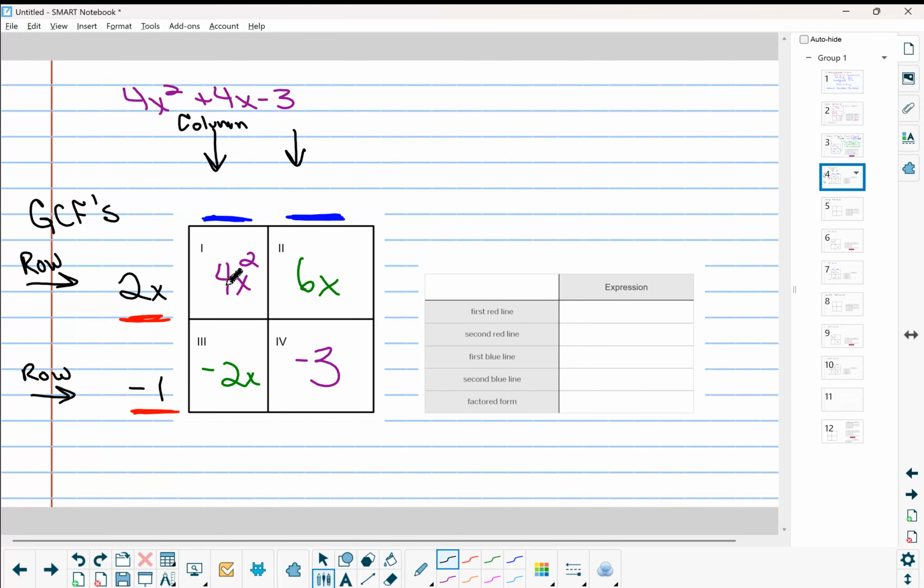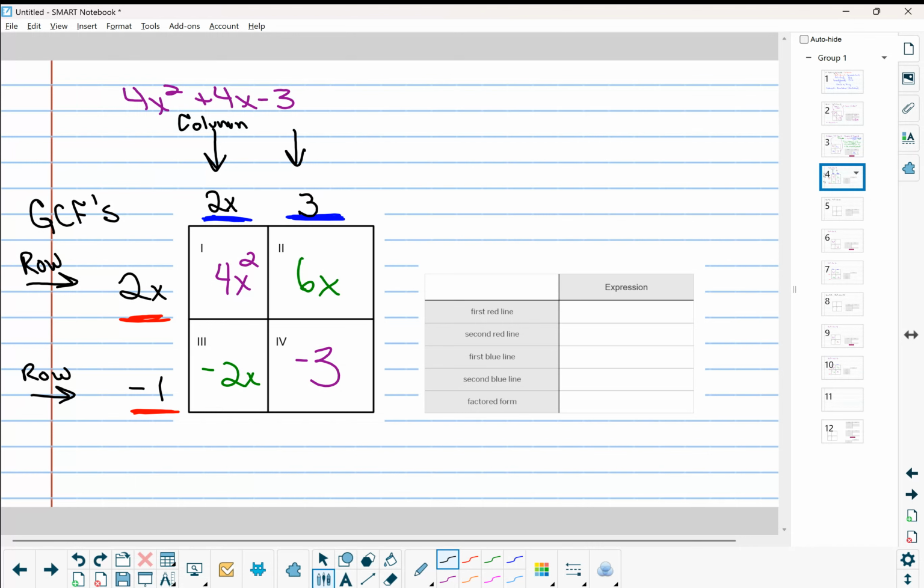And this one, I have a 4x squared and a negative 2x in the green, so I could take a 2x out of both of those. And then this guy, 6x and negative 3, I can take a 3 out of both of those. Okay? And so then you're going to transfer this information over into the table.